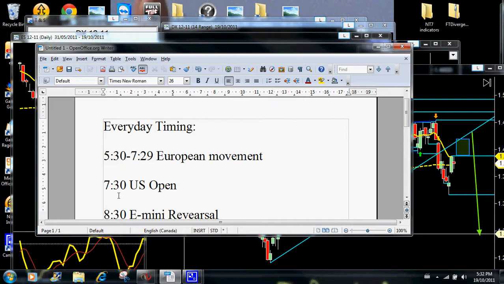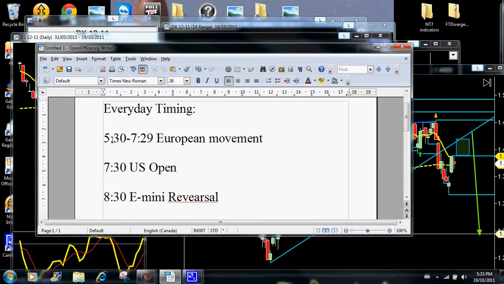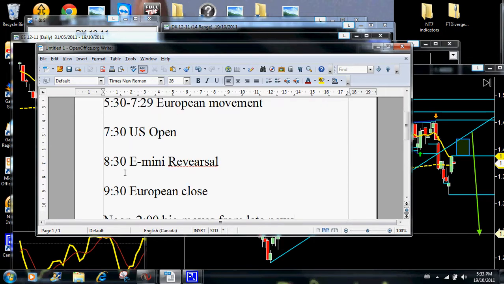Then it's 7:30 our time. That's when the U.S. opens, and typically I think we see a little bit of a reversal for that hour. From 5:30 to 7:30 is usually a pretty big move. We get our gap up or gap down from the day before. 7:30 we're going to have a little reversal. 8:30 the E-mini reversal, which is when we'll start moving in the same direction as we were moving from 5:30 to 7:30. The move should keep going in that direction.